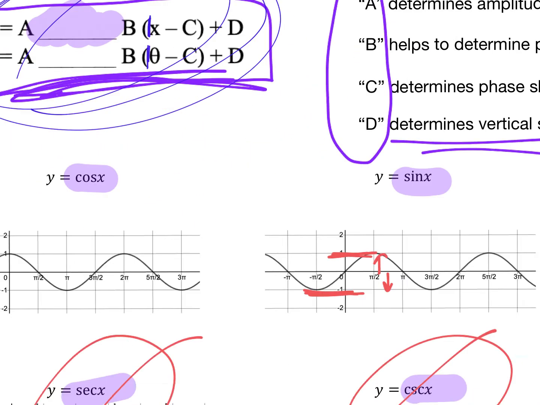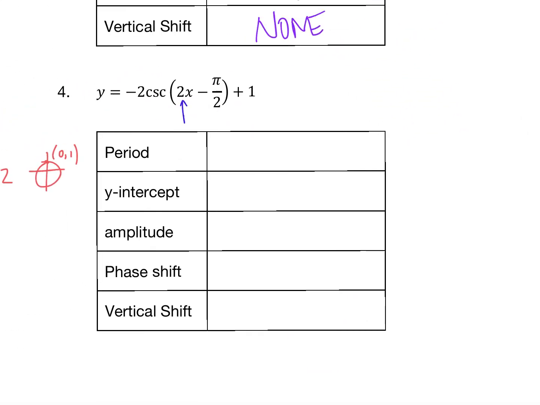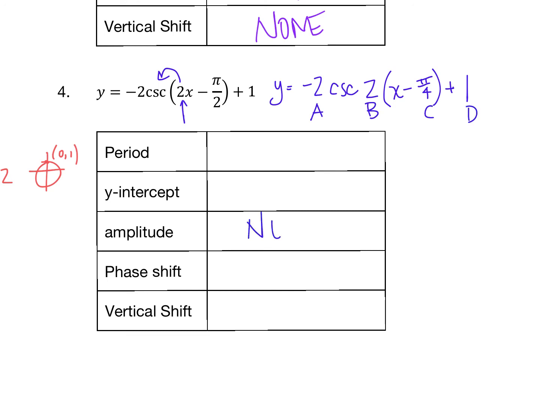So let me get back over there. Okay. So I'm going to factor out the 2 so that my equation looks like this. -2 cosecant of 2. Now you're factoring out a 2. This becomes x minus pi/4. If that doesn't make sense, ask me in Zoom. All right, so now I have an A value, I've got a B value, I've got a C value, I've got a D value, and I can automatically write none in here because this is cosecant.